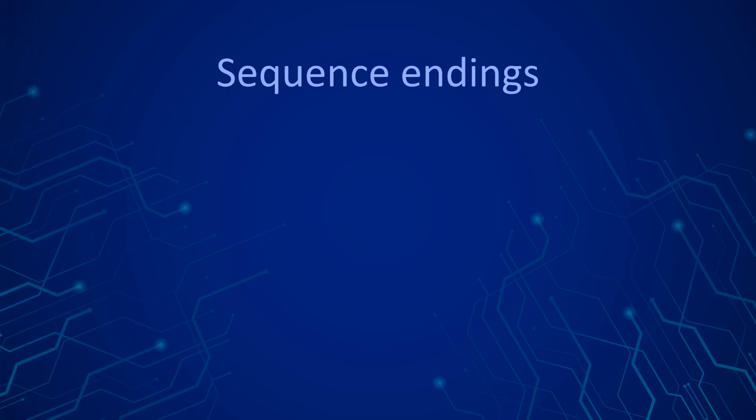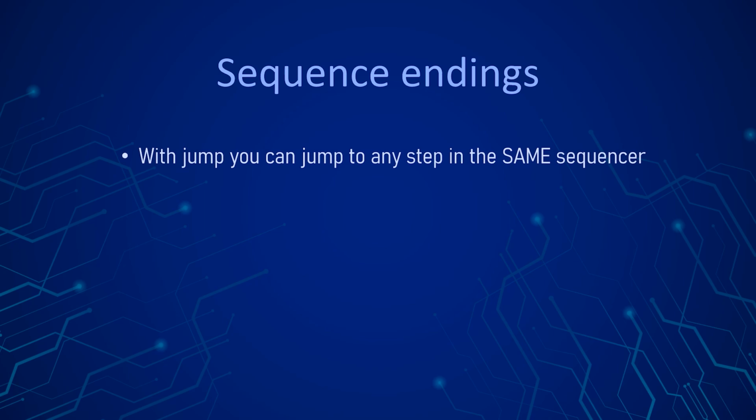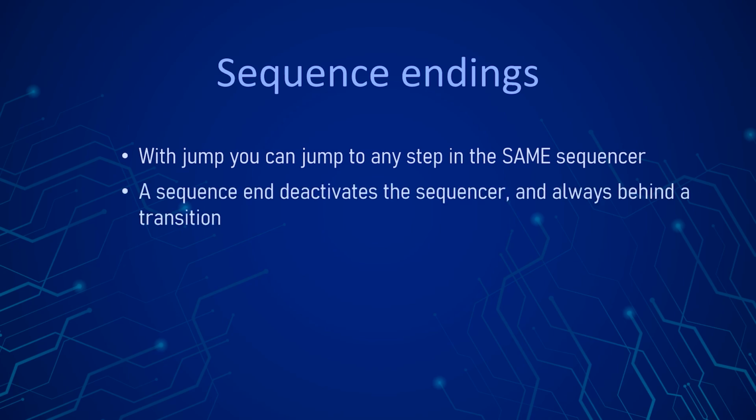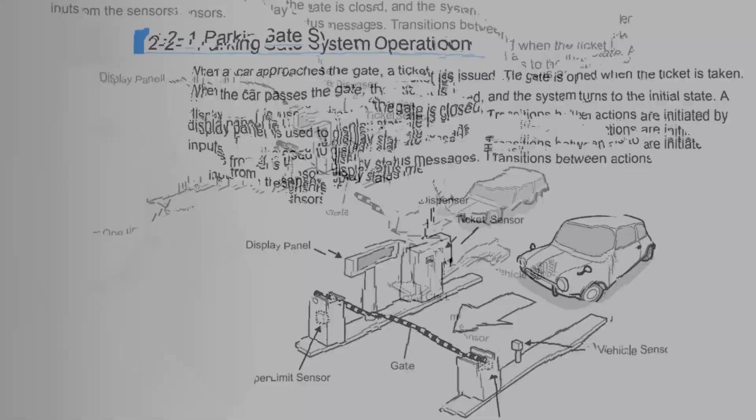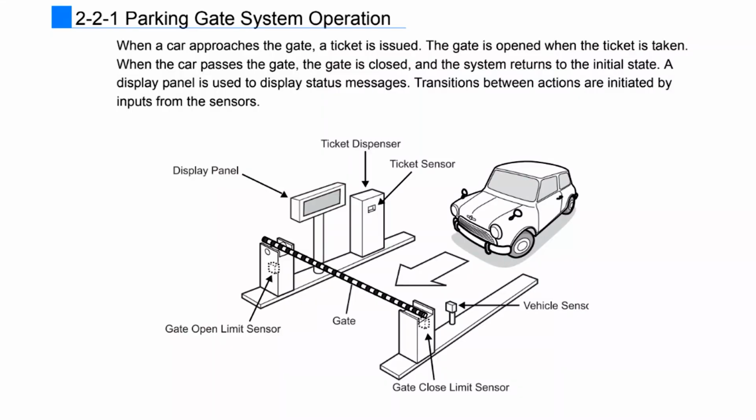Other sequence elements are the sequence end and the jump. If your sequence finishes, you can close it with a sequence end. If you want to make a jump to another step, you just have to give the number of the step where you want to jump. Okay, now we know the basics of the graph programming. I brought an example to practice it a little bit. I will make a more detailed in-depth video about graph soon.